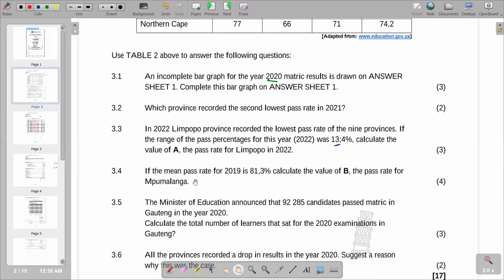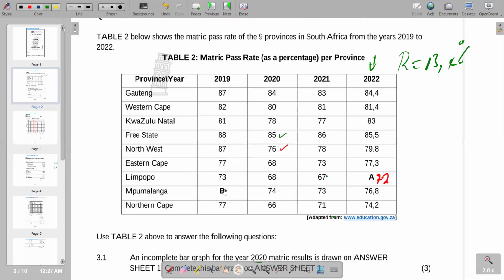It means that if the mean pass rate for 2019 is 81.3%, calculate the value of B, the pass rate for Mpumalanga. And remember, to find our mean, we add the total of everything that we are going to have in the column for 2019, the total figure, divided by the number of provinces that we have in that column, will give you the mean. And we are given it as 81.3%. So inside the column of 2019, we've got a missing figure, which is B, which we need to find out.